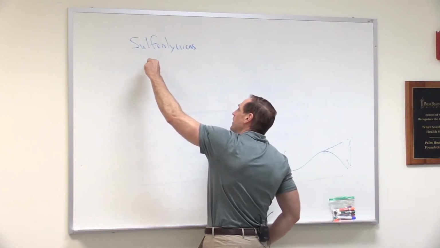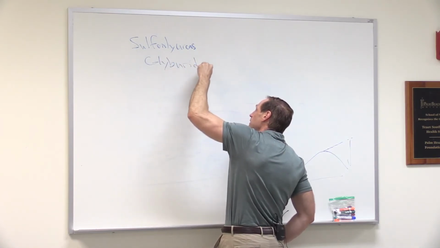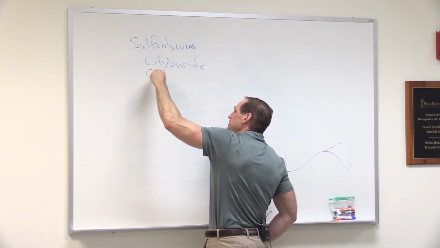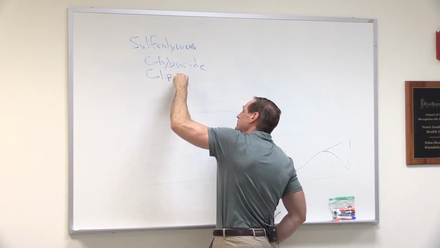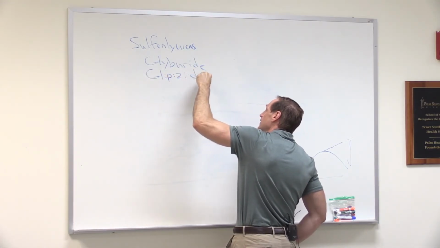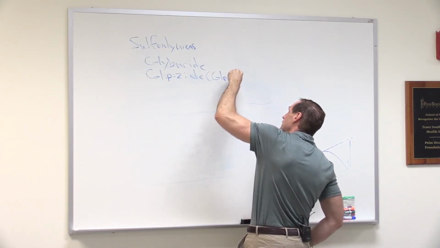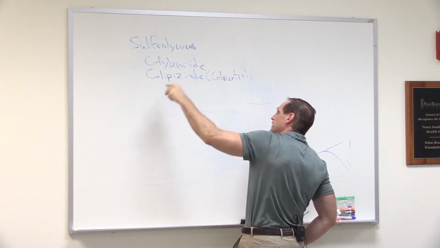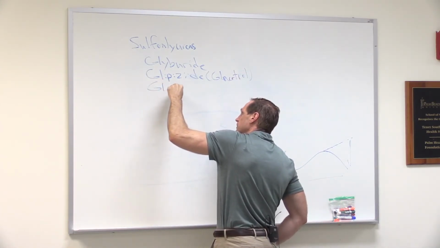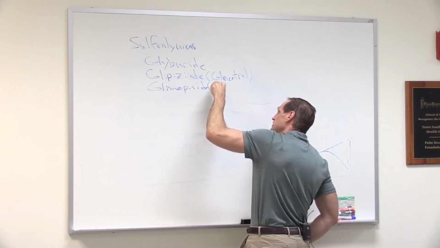Sure. So I guess I'll write them backwards. Glyburide, can't remember its brand name. Glipizide, what? I can't understand what you're saying. Oh, I think several of them. Glipizide, which is Glucotrol, and glimepiride, which is Amaryl.